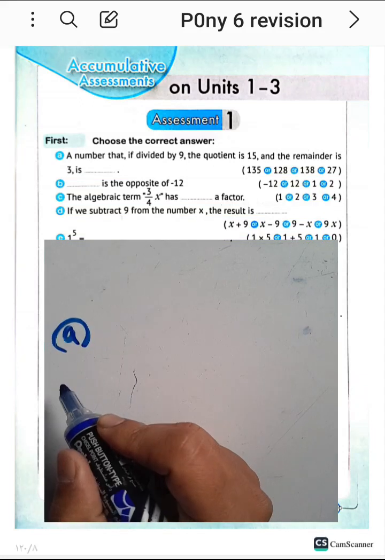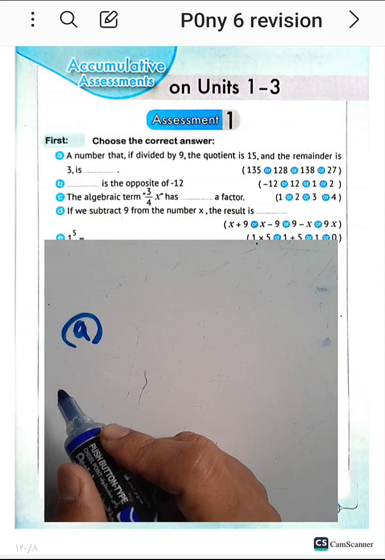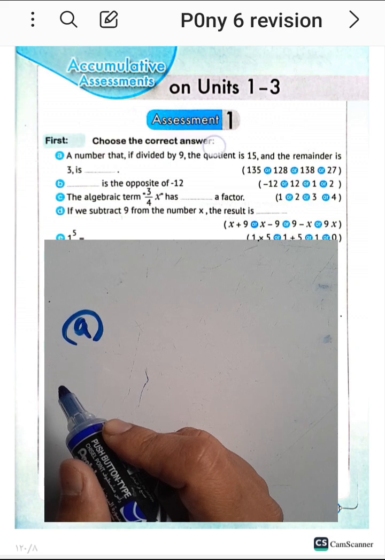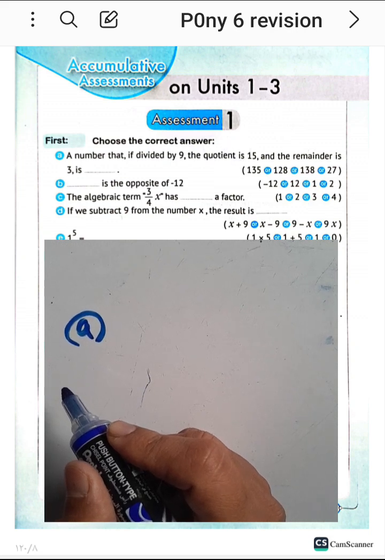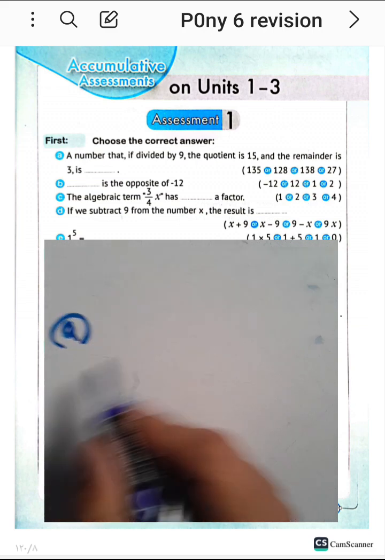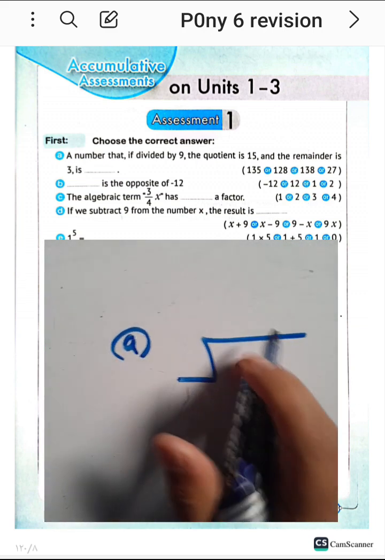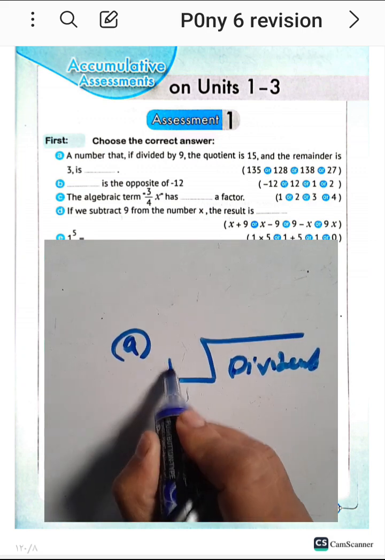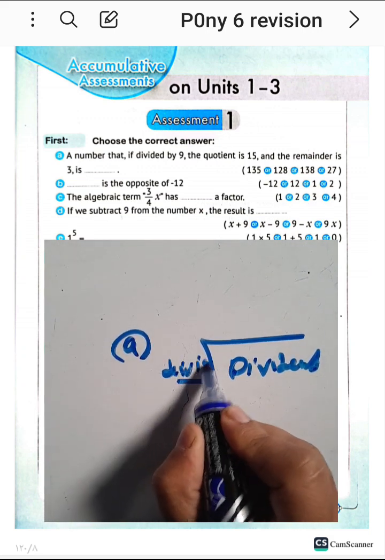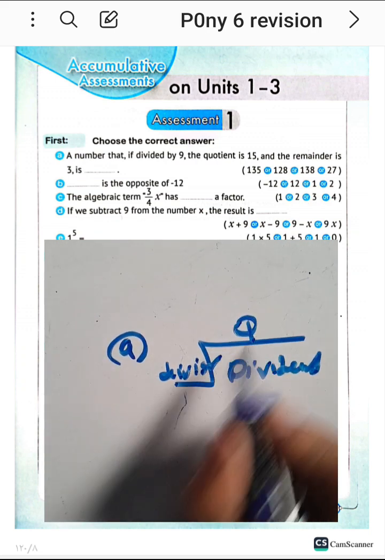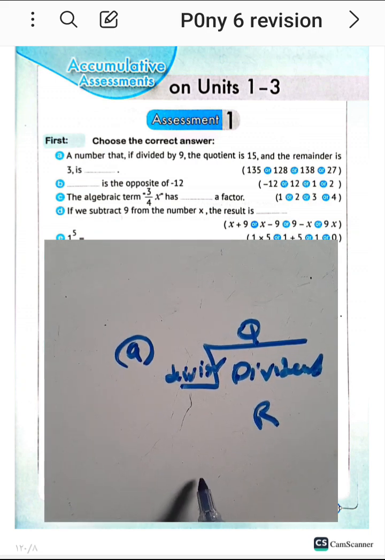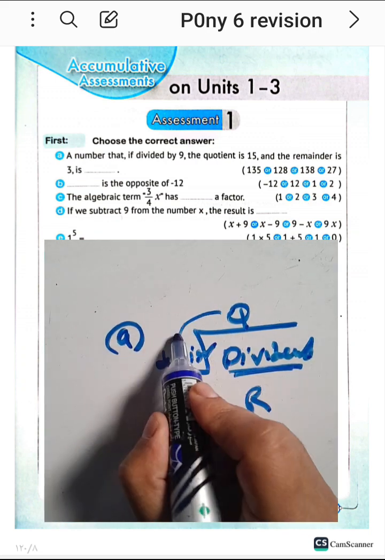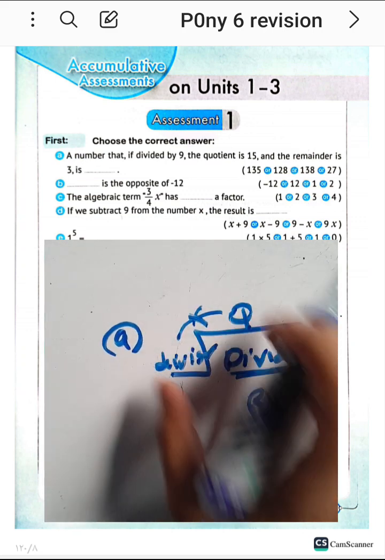Question A. A number that, if divided by 9, the quotient is 15 and the remainder is 3. You want to find the number. Okay, we know this number we call the dividend, this number the divisor, this number the quotient, and here the remainder. We know the dividend equals quotient multiplied by divisor plus the remainder.